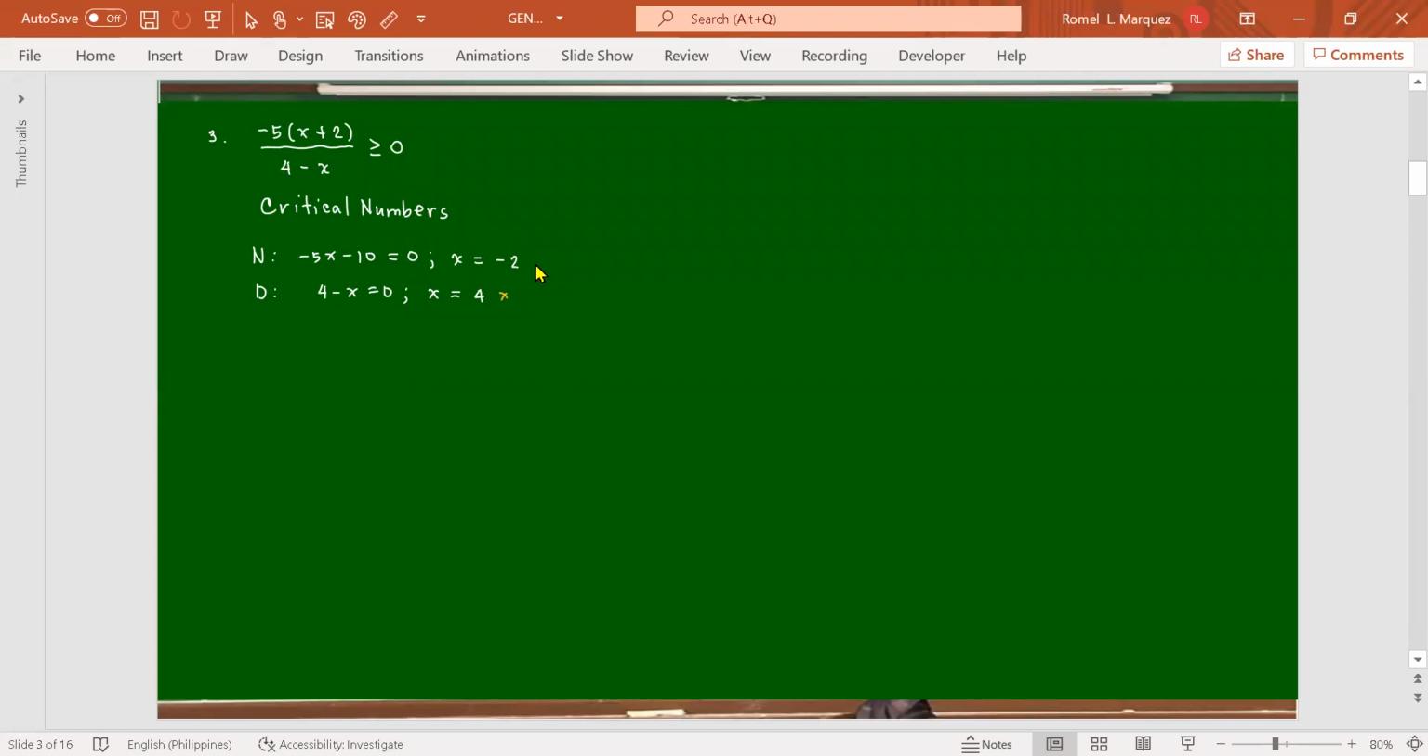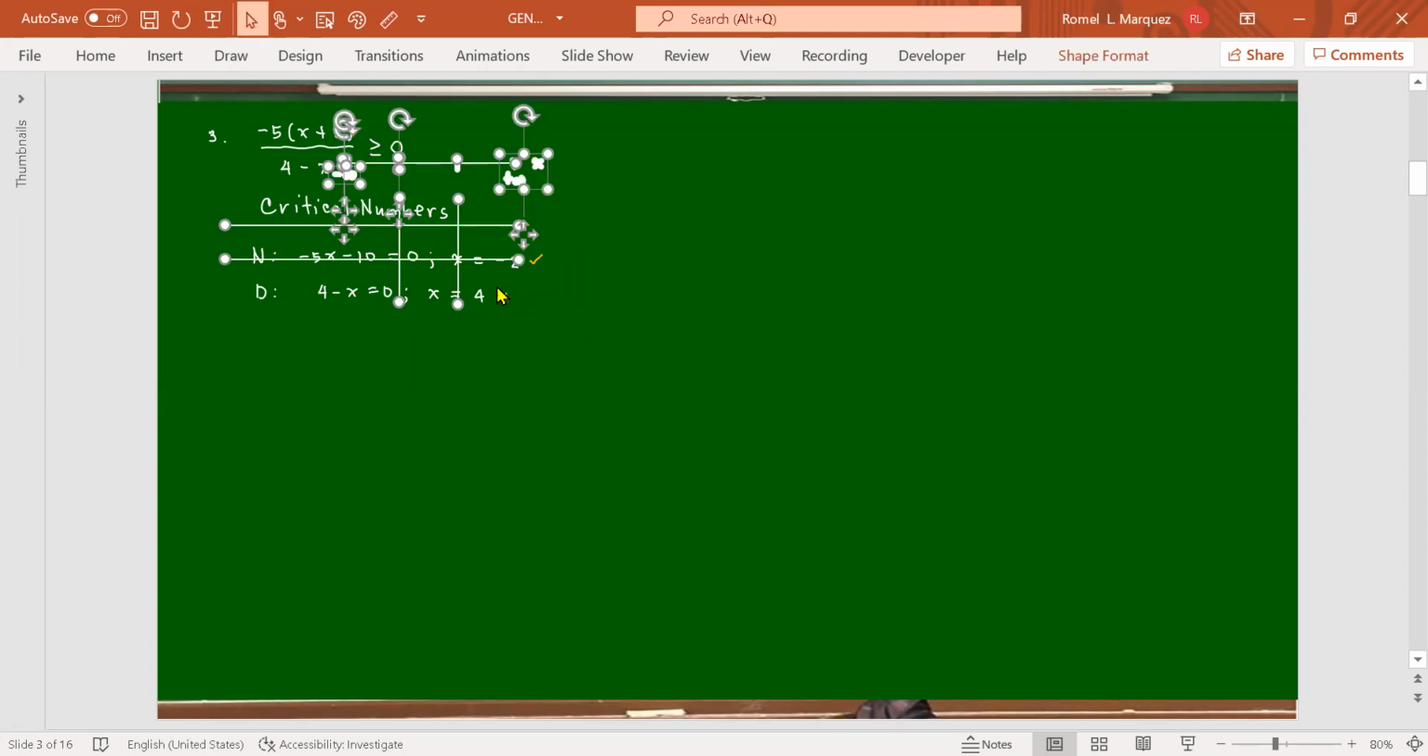What about negative 2? Can we accept negative 2 as a solution to this inequality? Yes, sir. Why? Because equality is part. Okay? So let's now have the sign chart.